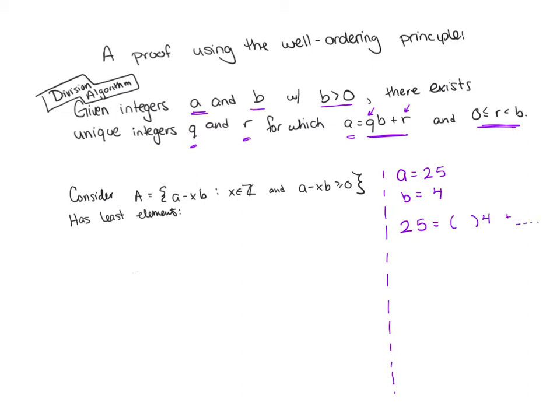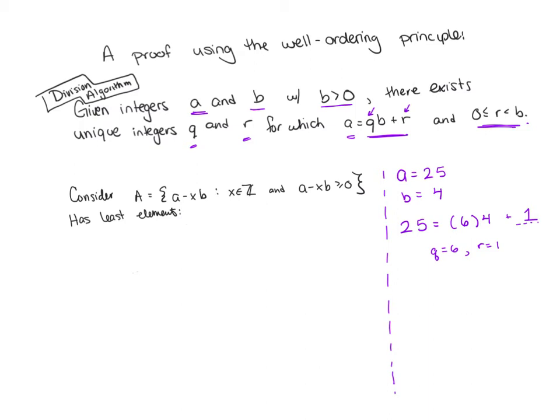And the remainder has to be less than that b, so less than 4. So I know that 6 times 4 is 24. That's the closest I can get to 25. So I have that remainder of 1. So I have q is equal to 6 and r is equal to 1. And we can actually prove this using our well-ordering principle. So let's think about how that works.